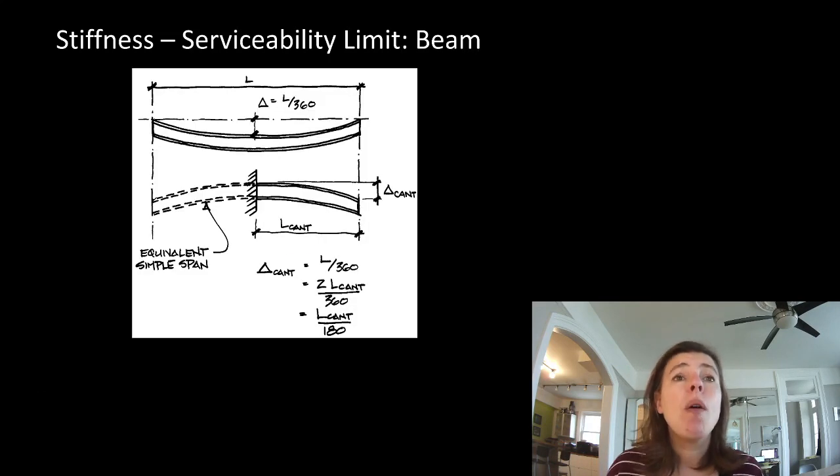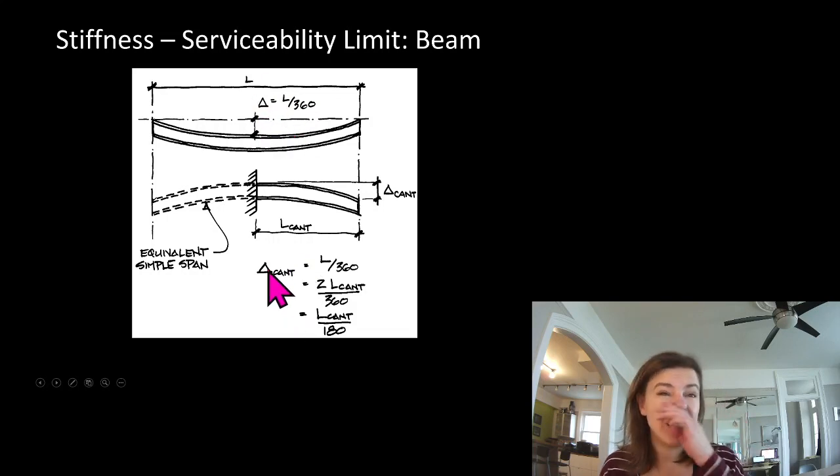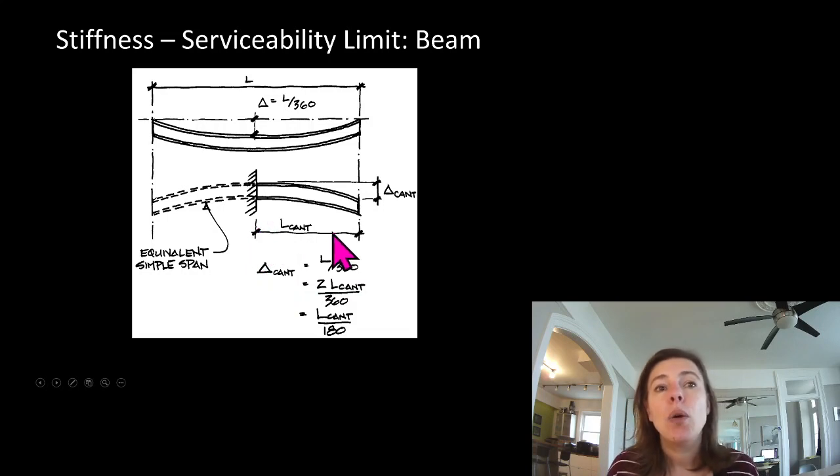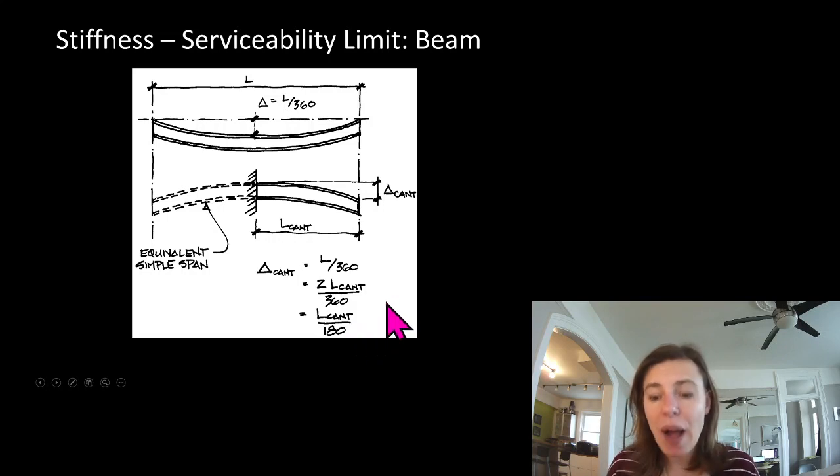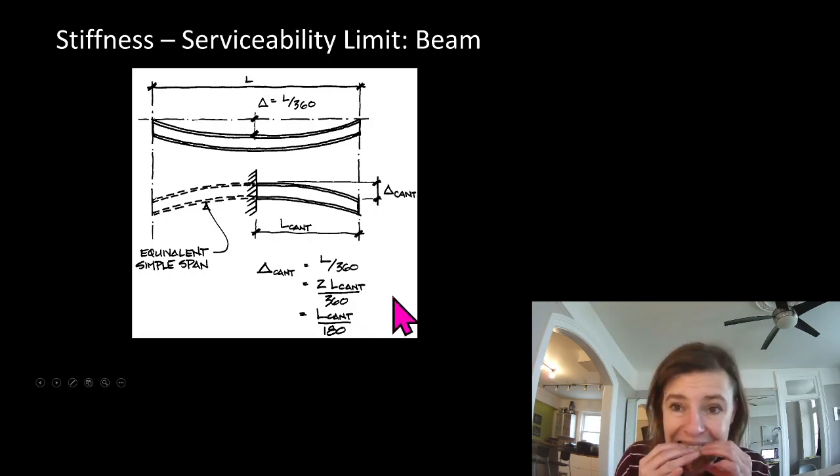Okay, so length of a beam, deflection criteria, you calculate your deflection limit or the most it can deflect. A cantilever is like saying we're taking twice the length or half the criteria value. So whatever you pull off the chart, if it's a cantilever, divide the criteria by 2.